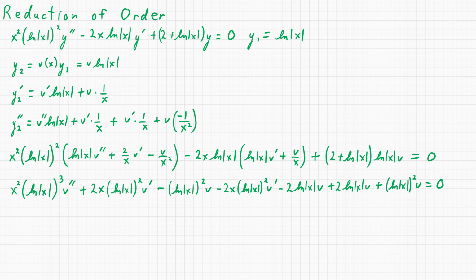Alright, and here's the magical part from the coefficients. A bunch of stuff will cancel out. So let's take a look. I have my x squared natural log absolute value of x whole thing cubed v double prime. But now I have a 2x natural log absolute value of x squared times v prime, but I also have a minus 2x natural log absolute value of x squared v prime, and those actually cancel, so I have 0 v primes.